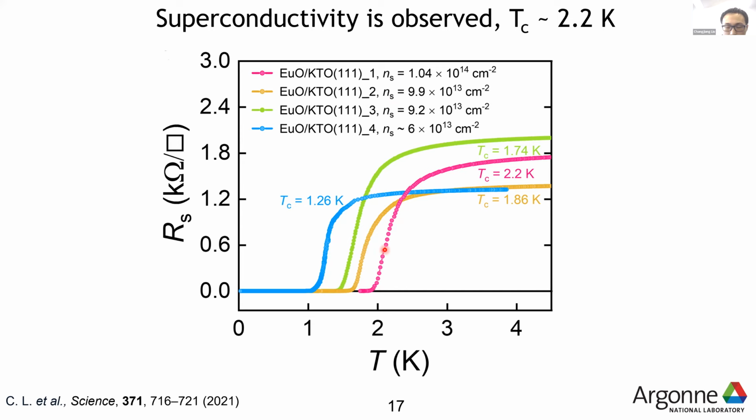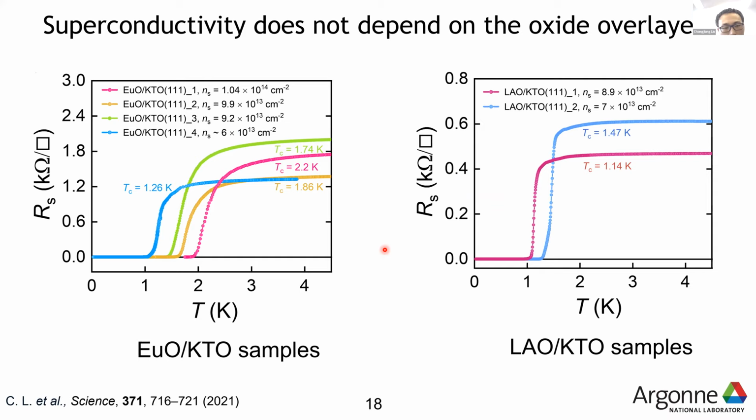Then the natural question is, does this superconductivity have anything to do with the oxide layer used for this 2DEG? On the left is EuO/KTO, on the right is LAO/KTO. We found that in the LAO/KTO 111 interface, the superconductivity is also formed. This means the superconductivity we observe at the KTO surface does not depend on the oxide overlayer. Essentially, people can use different oxide layers as long as a 2DEG is formed.